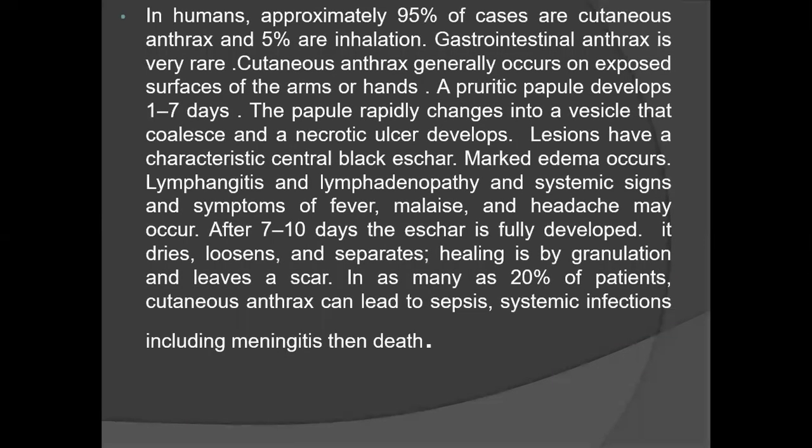In human, approximately 95% of cases are cutaneous anthrax, and 5% are inhalation. Gastrointestinal is very rare. Cutaneous anthrax generally occurs on exposed surfaces of the arms or hand. A papule develops in 1 to 7 days. The papule rapidly changes into a vesicle or small ring of vesicles that coalesces, and a necrotic ulcer develops.